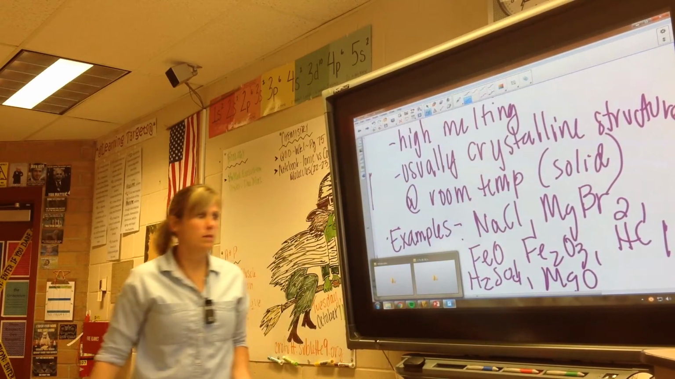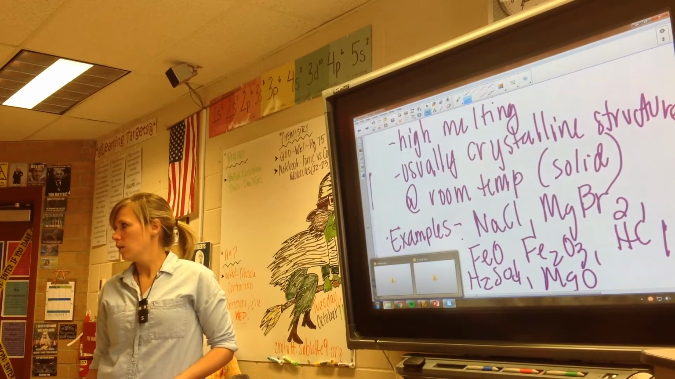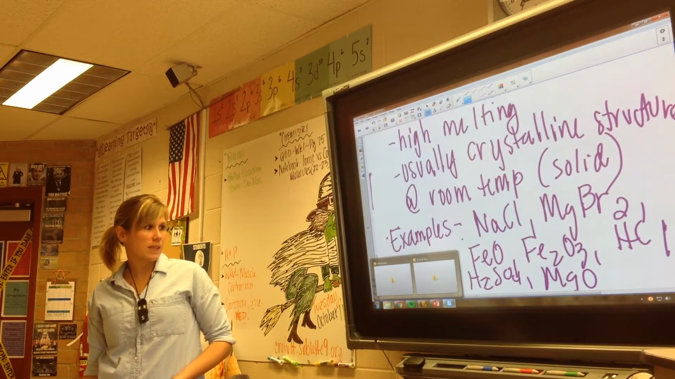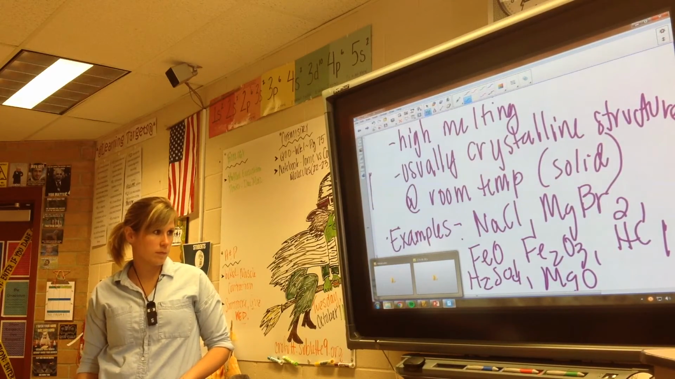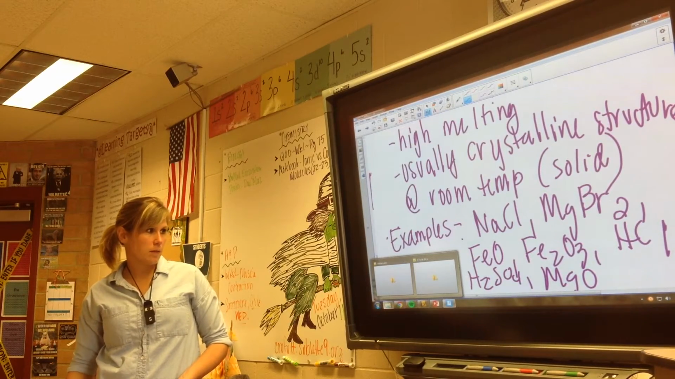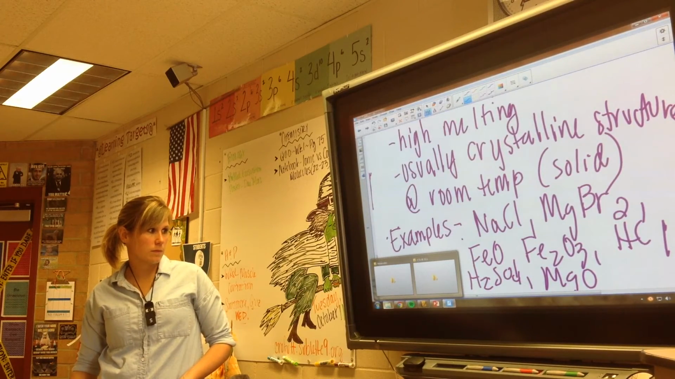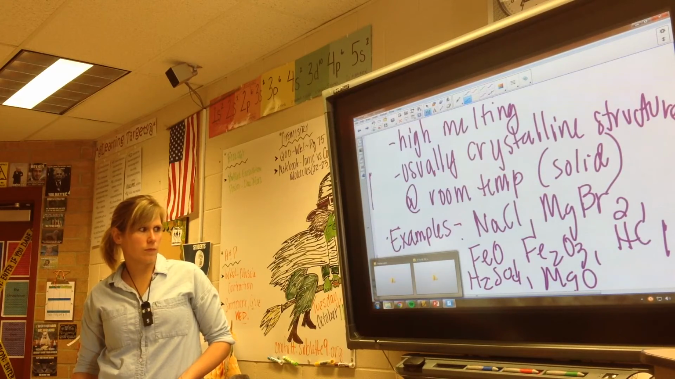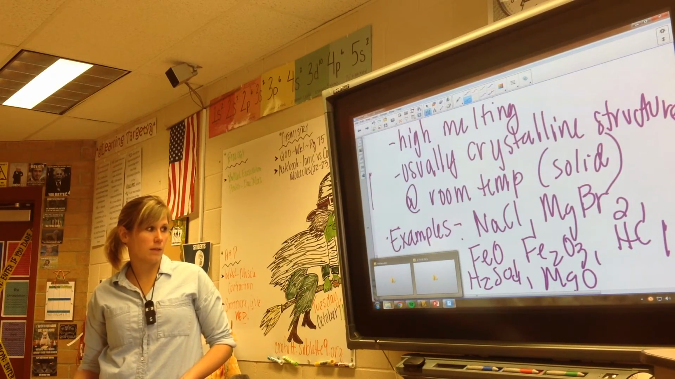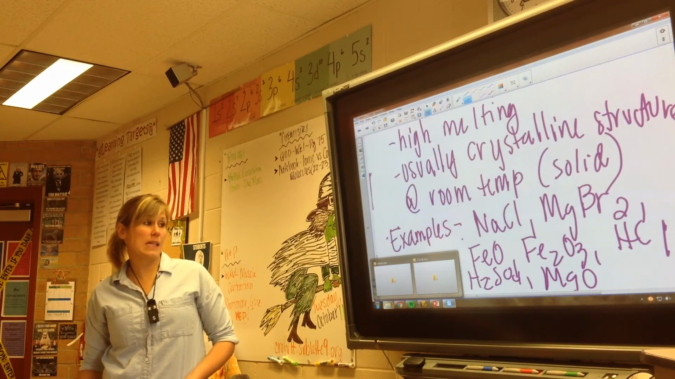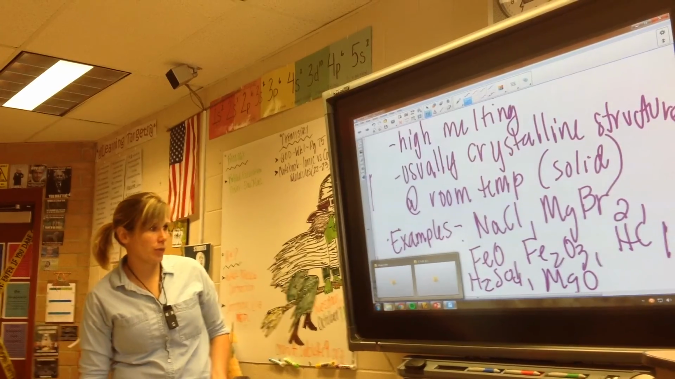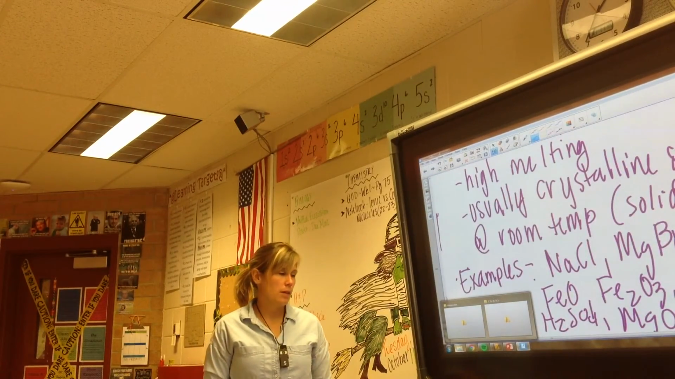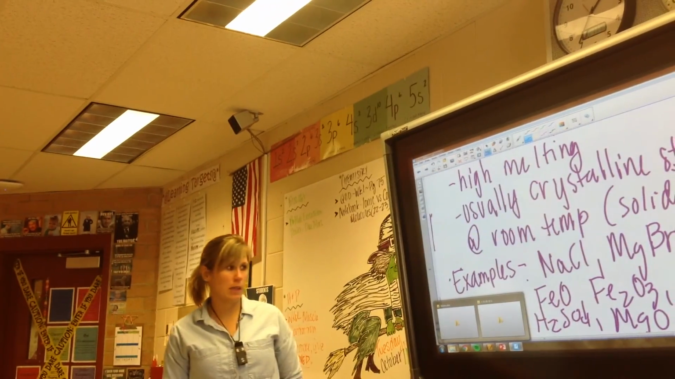H2SO4 and MgO are some examples. That's MgO. HCl. Is that a 1 under? No. There's a comma. So we have NaCl, MgBr2, FeO, Fe2O3, HCl, H2SO4, and MgO.